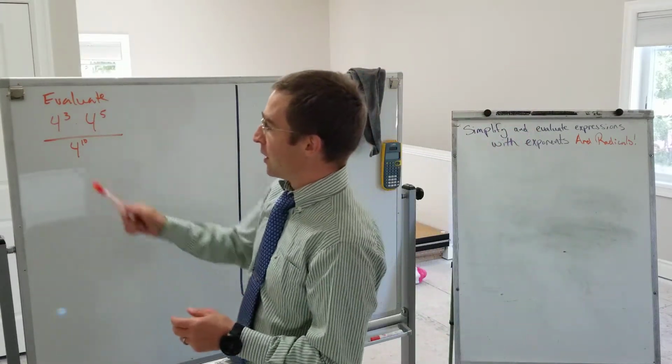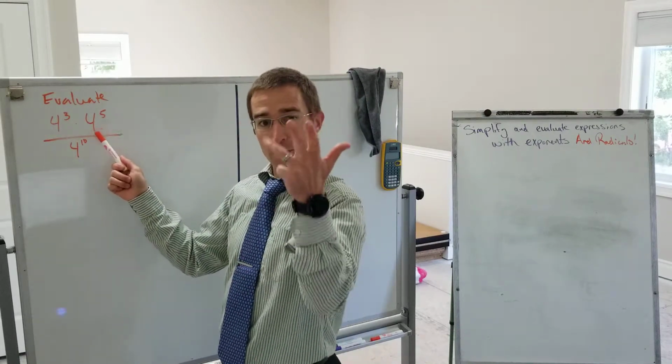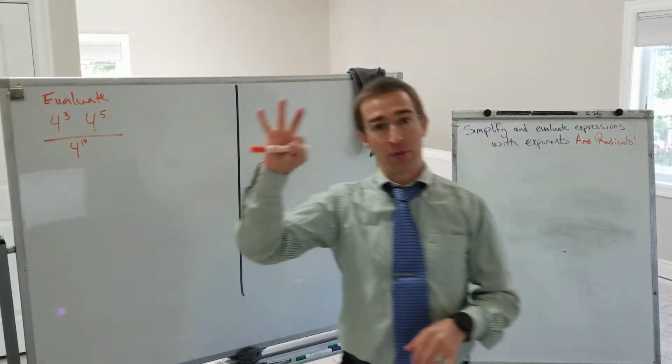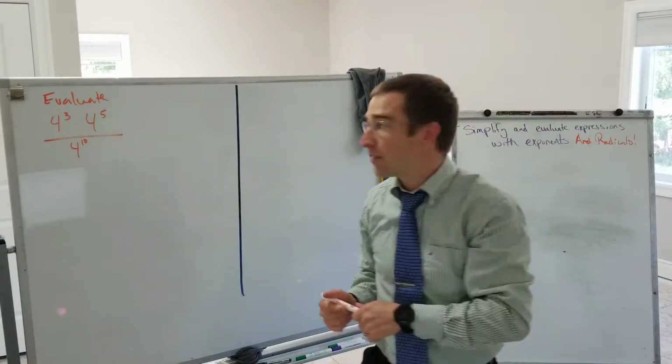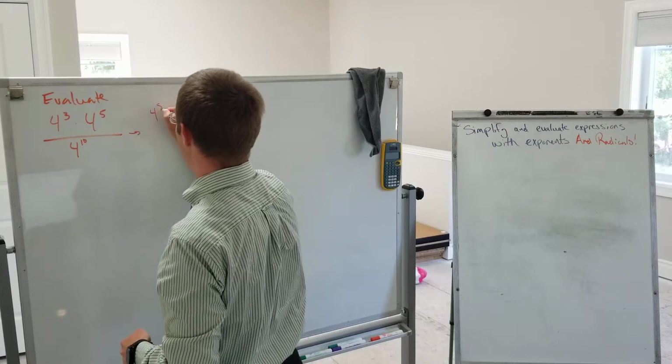So here we have 4 times 4 times 4, 3 of them, and 4 times 4 times 4 times 4 times 4, 5 of them, multiplied together. If I have 3 of them multiplied together and 5 of them multiplied together, how many do we have multiplied together? You're right, we have 8. So in the numerator here, really we have 4 to the 8.